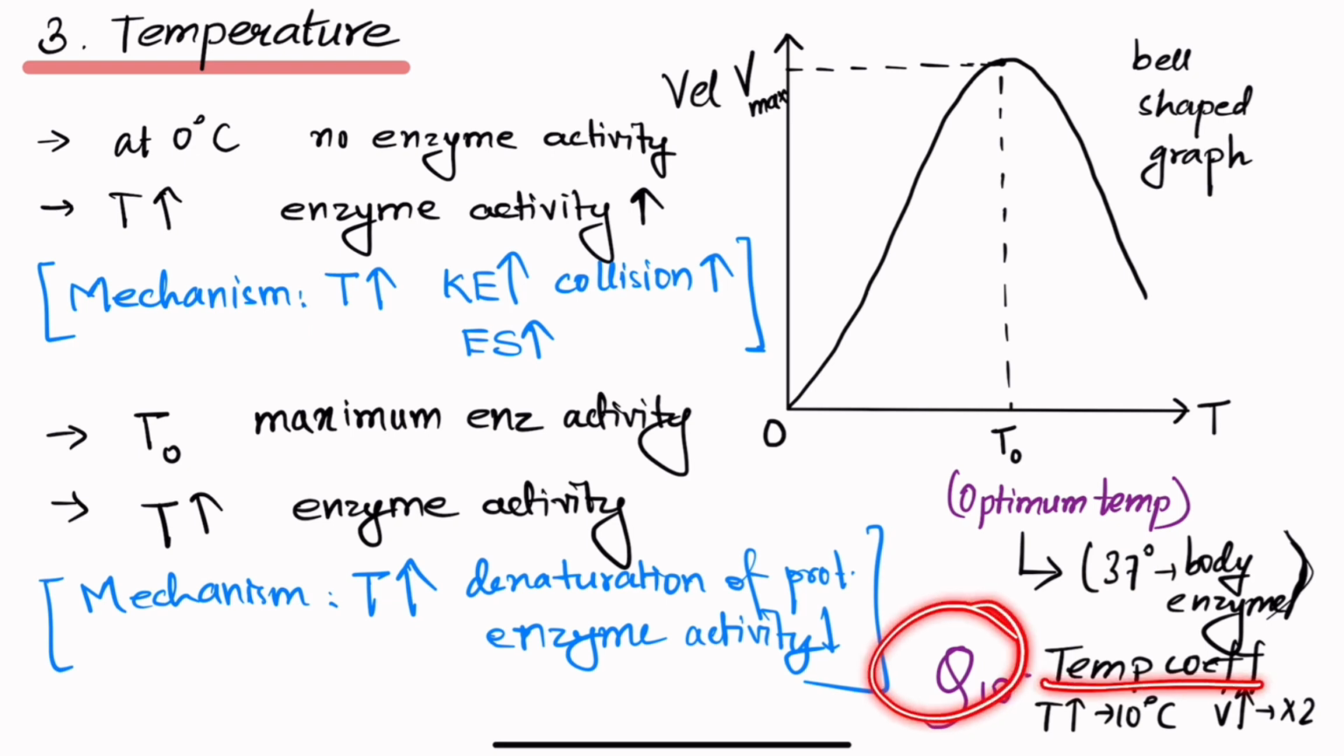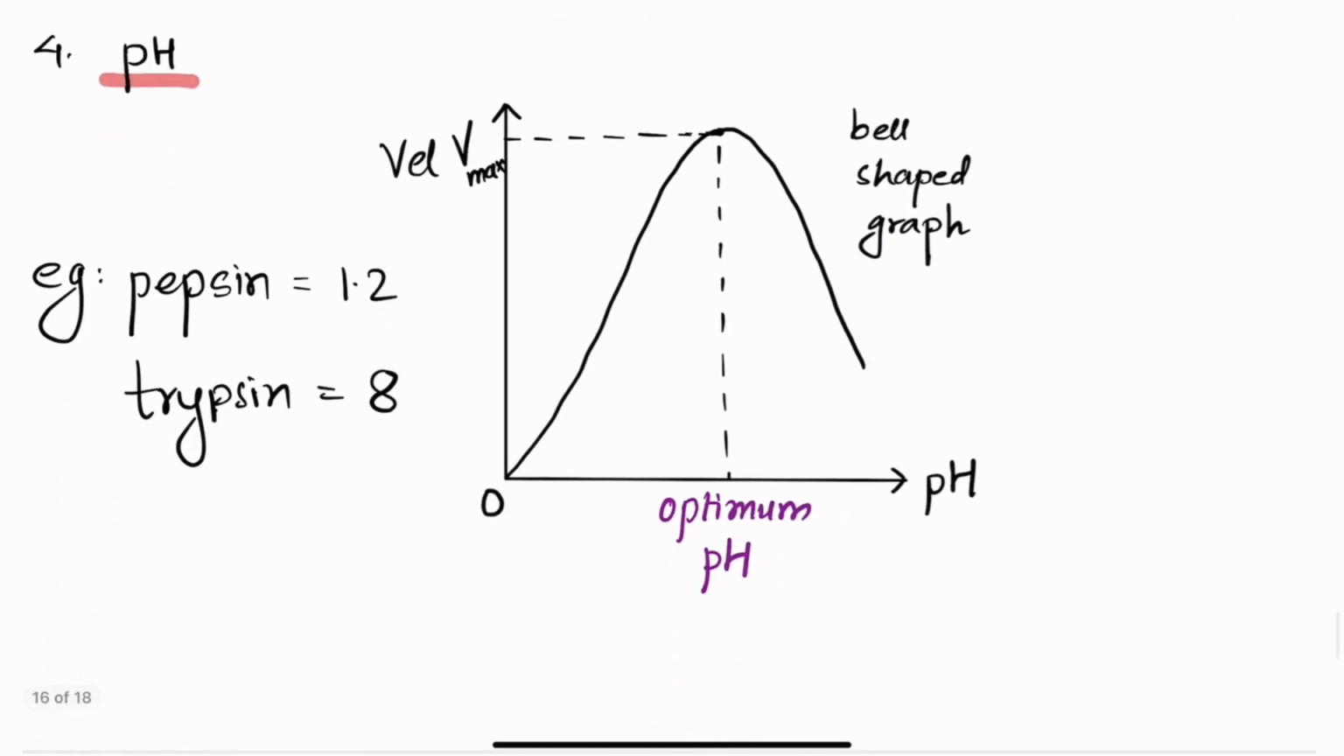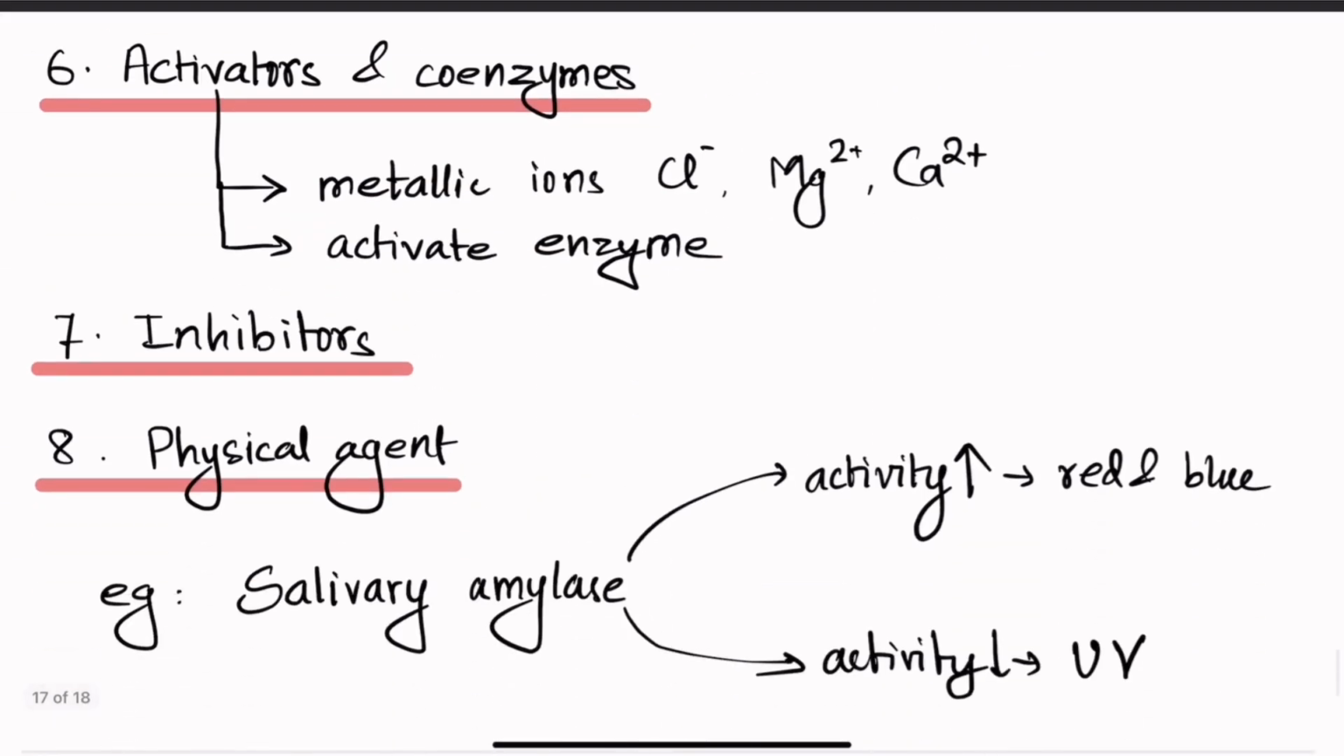Q10 is the temperature coefficient, which states that upon increasing the temperature by 10 degrees Celsius, the velocity of the reaction also increases by times 2. At number 4, we have pH. The same concept is applied here. That is, the enzyme activity is maximum at optimum pH. Below optimum pH or above optimum pH, the activity of the enzyme decreases. For example, for pepsin, the optimum pH is 1.2 and for trypsin, it's 8.